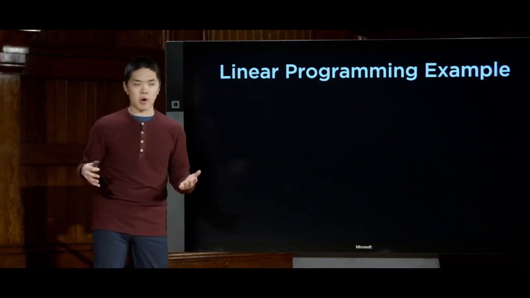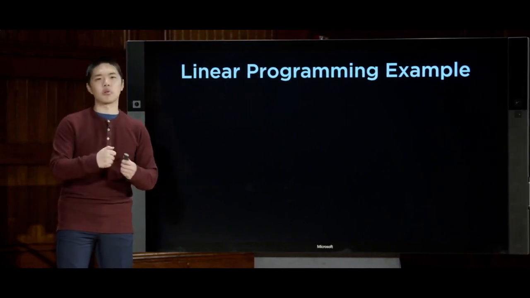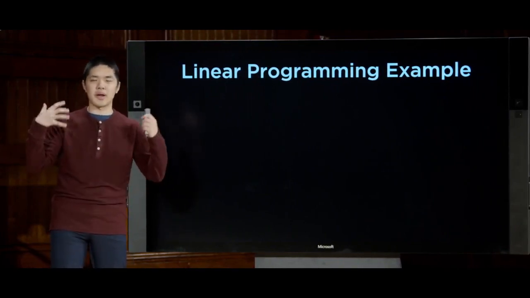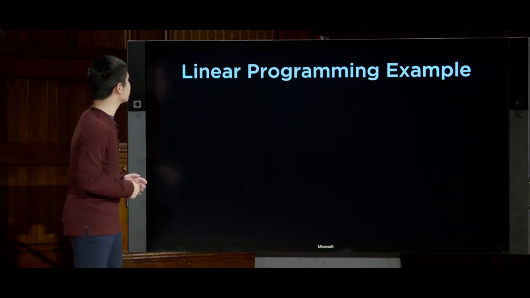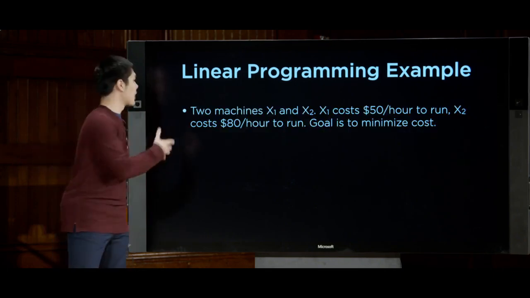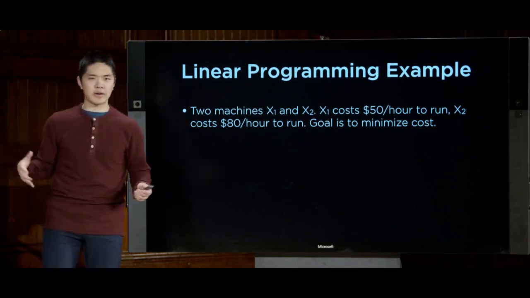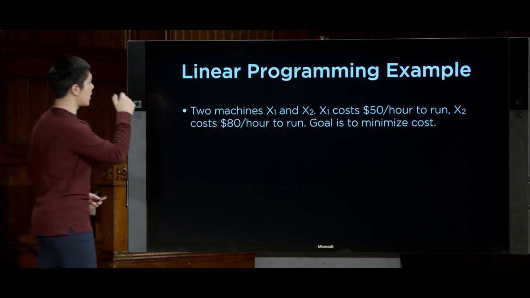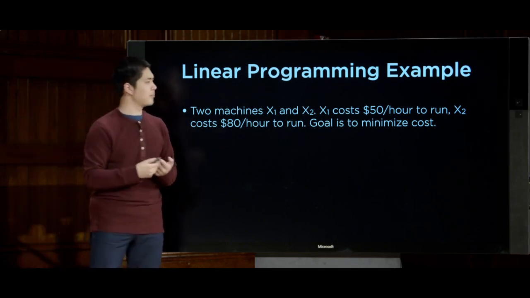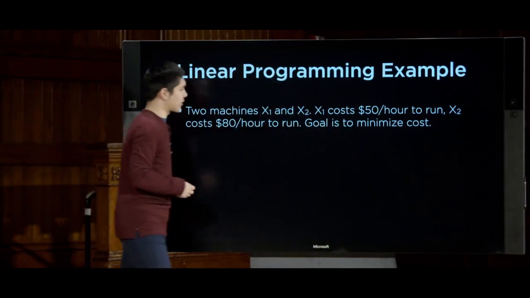Here's an example of a problem that might come up in the world of linear programming. Often this is going to come up when we're trying to optimize for something, and we want to be able to do some calculations, and we have constraints on what we're trying to optimize. And so it might be something like this. In the context of a factory, we have two machines, x1 and x2. x1 costs $50 an hour to run. x2 costs $80 an hour to run. And our goal, what we're trying to do, our objective, is to minimize the total cost. So that's what we'd like to do.